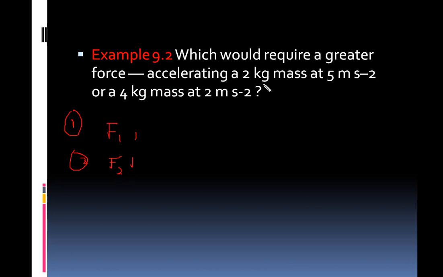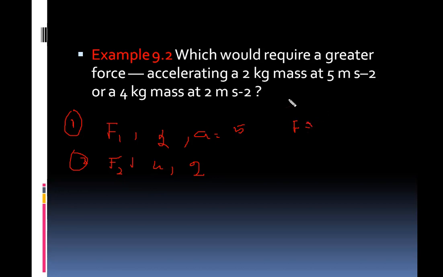Accelerating a 2 kg mass, we have 2 kg mass. Here acceleration will be 5 meter per second square. 4 kg mass, acceleration is 2 meter per second square. Now you know that force is equal to mass into acceleration.